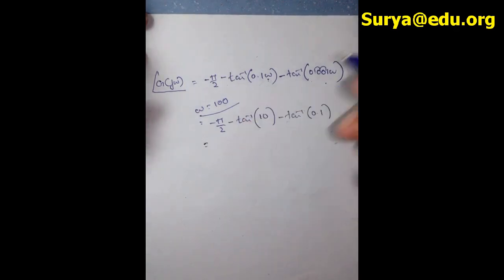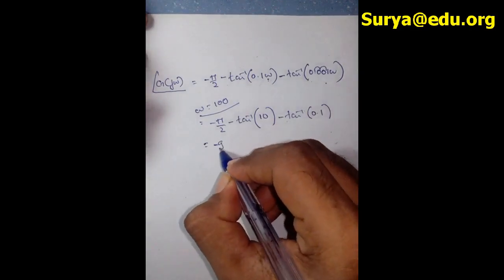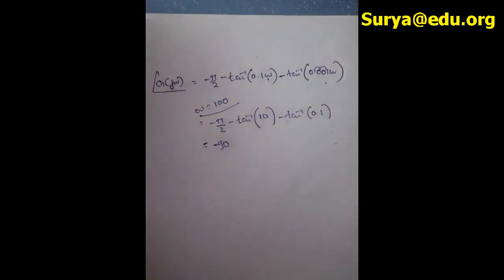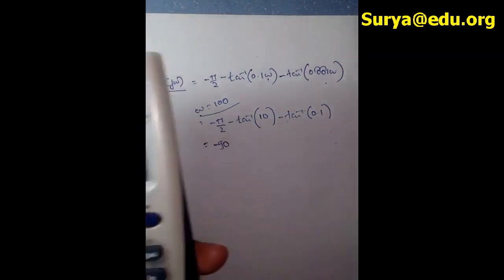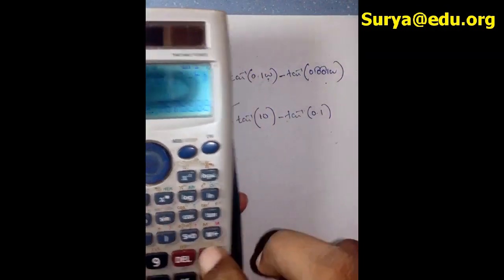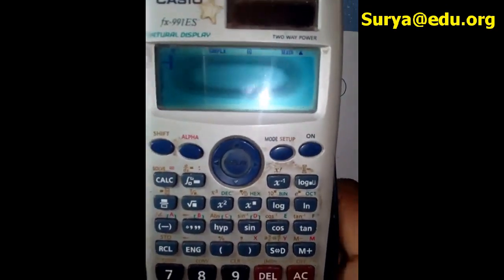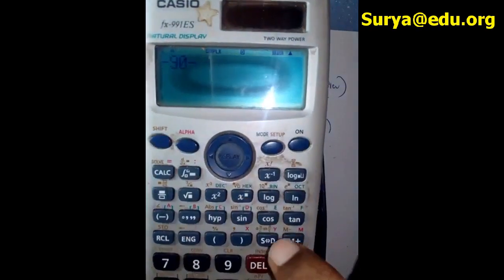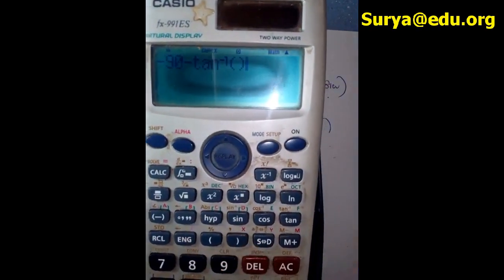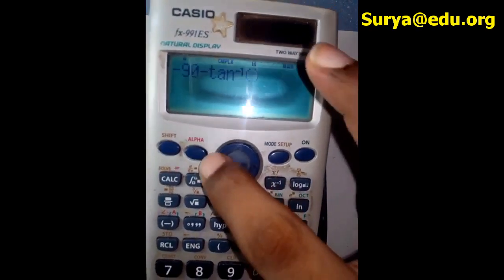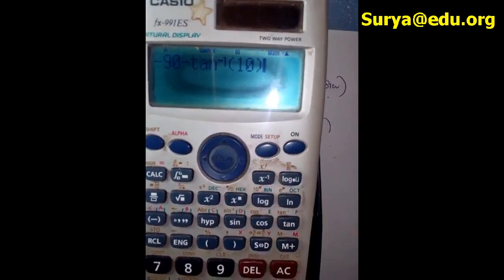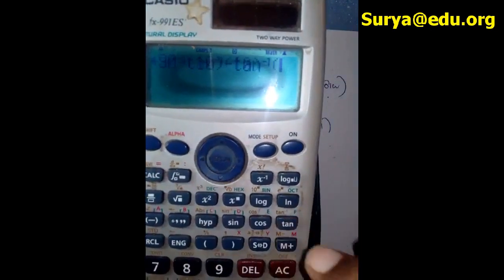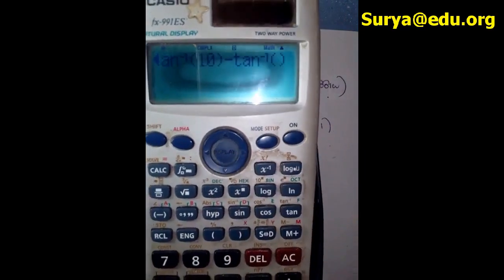So now I told you we need to obtain the answer in the degree format, so better put minus 90. Okay, so now let's again go for the calculation. So put minus 90, then minus tan inverse, what is the value that you have now? Tan inverse 10. Okay, minus again tan inverse, so now what is the value?